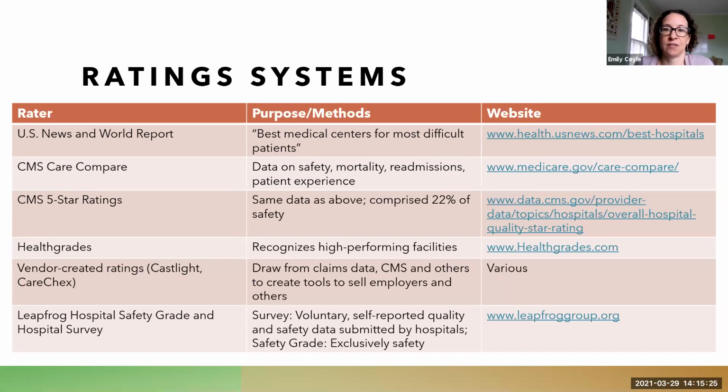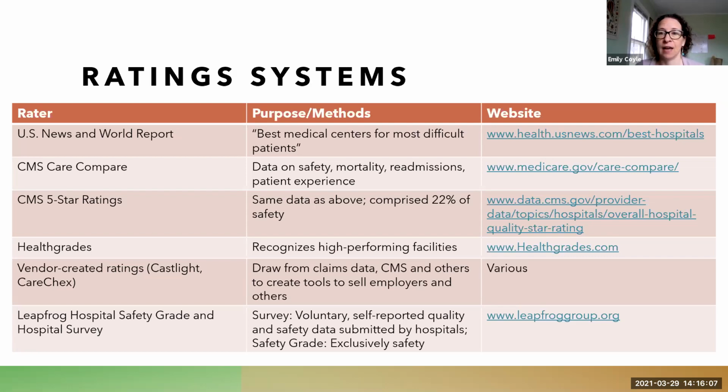The next one is CMS Care Compare. This includes data on safety, mortality, readmissions, patient experience, effectiveness, timeliness of care, and efficient use of medical imaging. There's not a ton of transparency in this one. There's not a lot of variation. Also, about 90% of hospitals are shown as no different than the national average for each of these measures. CMS also offers 5-star rating aggregation, with data on safety, mortality, and all those different factors described above. But safety only comprises about 22% of these ratings.